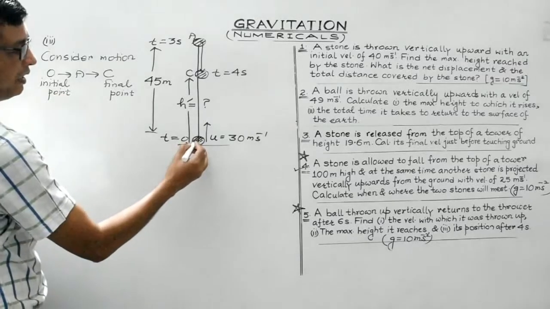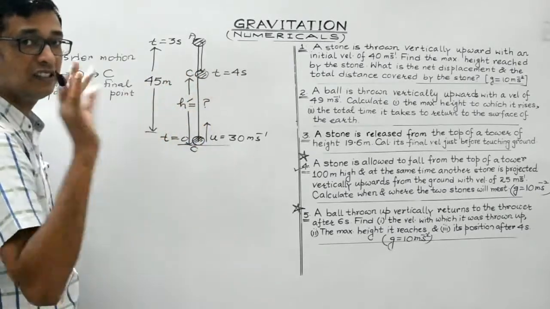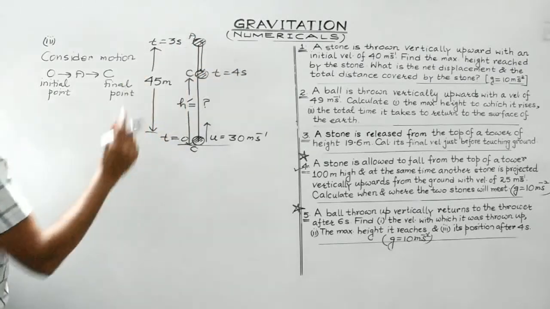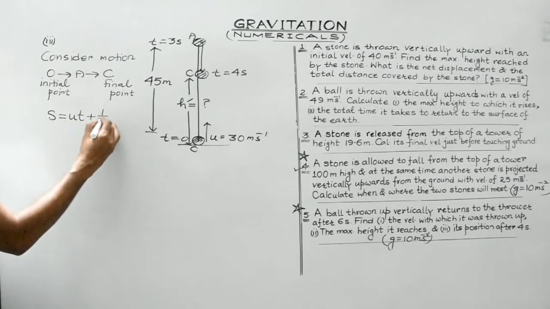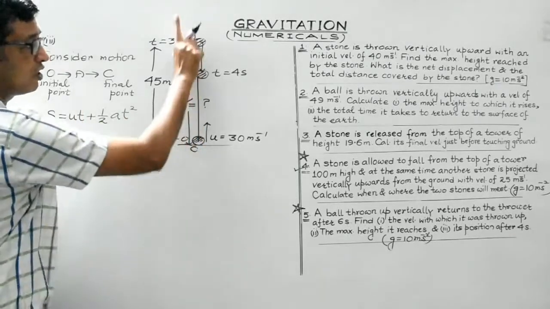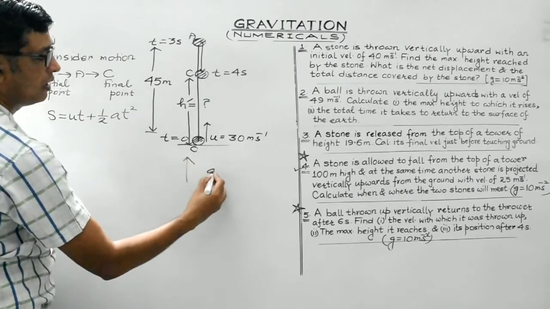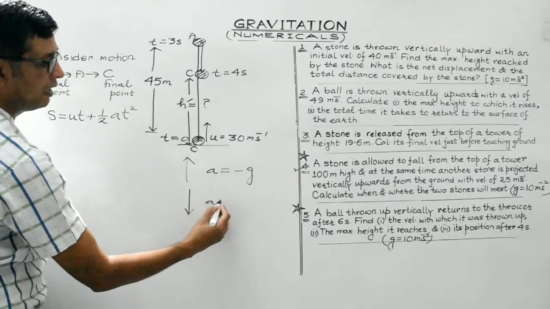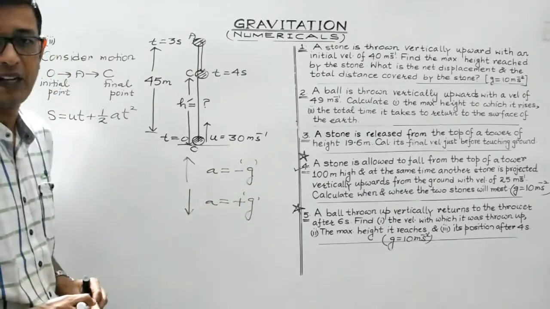So students, O initial and C final. So this is the displacement. O to C, that will be the displacement, right? And from O to C, the total time taken is 4 seconds. So let's make use of the second equation of motion, which is S equals ut plus half at square. Now always remember, initially the body is in the vertically upward direction. So during the vertical upward motion, a is replaced by minus g. During the vertically downward motion, a is replaced by plus g. So keep this essential point in your mind, right?